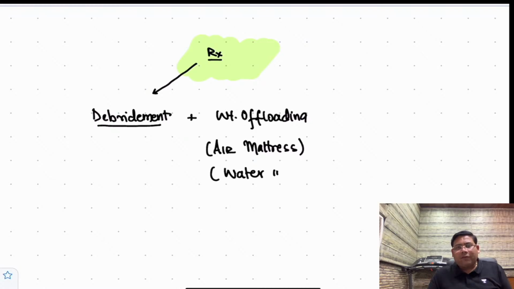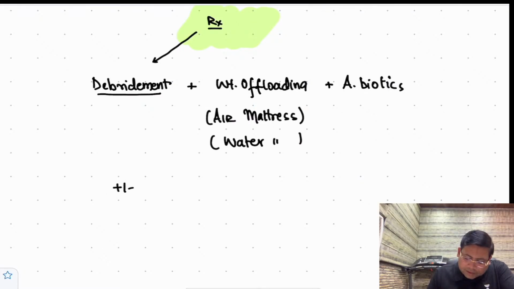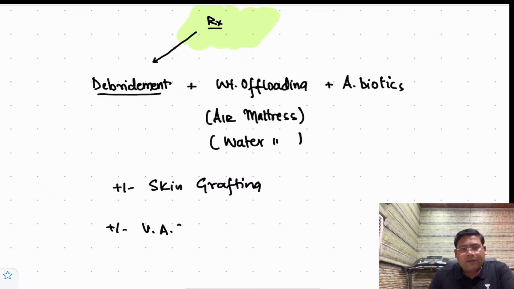All these things are very important. After that, what else will we be doing? So debridement, weight offloading, antibiotics, and along with that, once you debride, you need the wound also to heal. So plus minus skin grafting, along with that, plus minus VAC. What is VAC? And this is now what is very important.